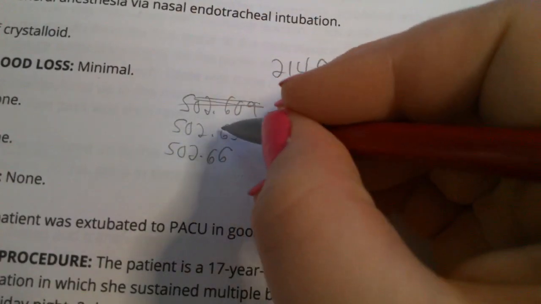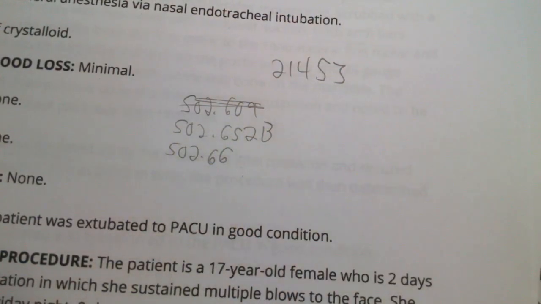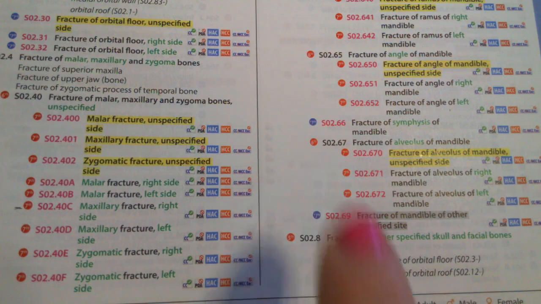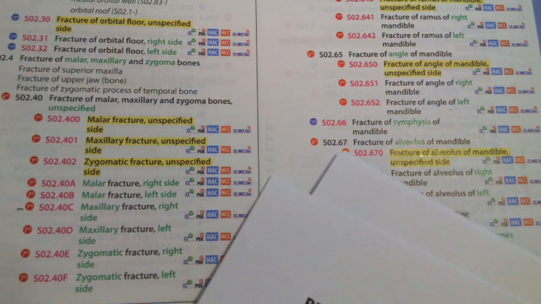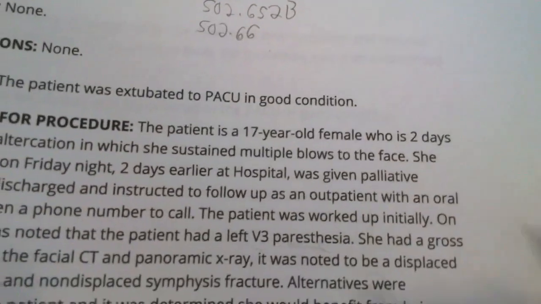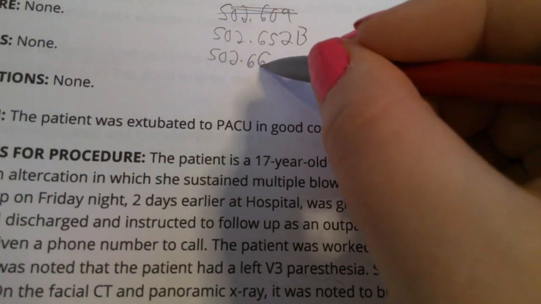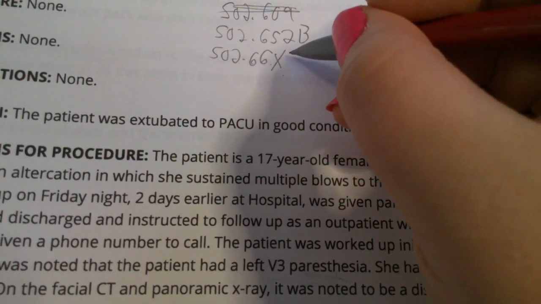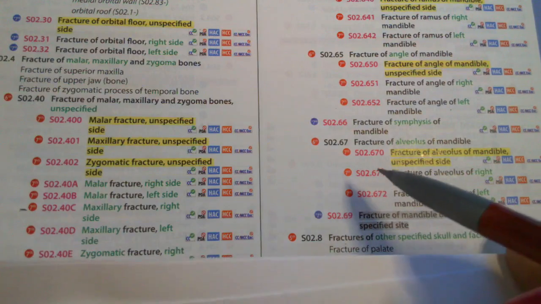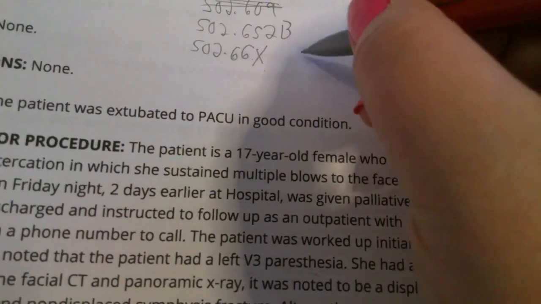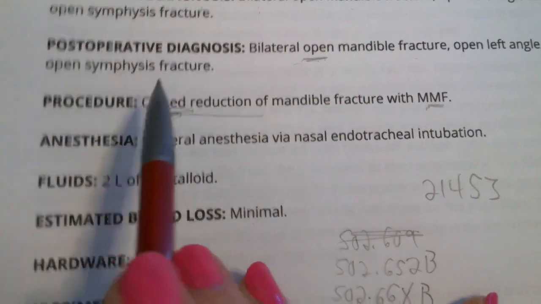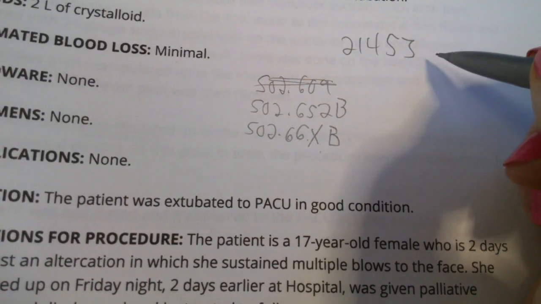So we're going to use our B, initial encounter for open fracture. So S02.652B. And then we have S02.66, fracture of symphysis of mandible, and we need our 7th character for that. But we have to use our placeholder because we don't have anything in the 6th character spot here. So we're going to have to do S02.66, placeholder X to hold that 6th spot because there's no additional character indicated here for that, but we need to use our 7th character to indicate that this was an open fracture because again it says here open symphysis fracture. So this would be our full case that we've coded out here.